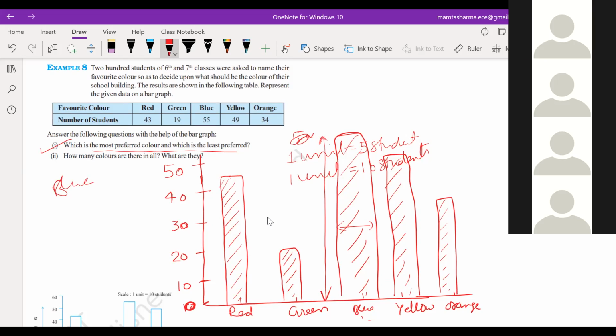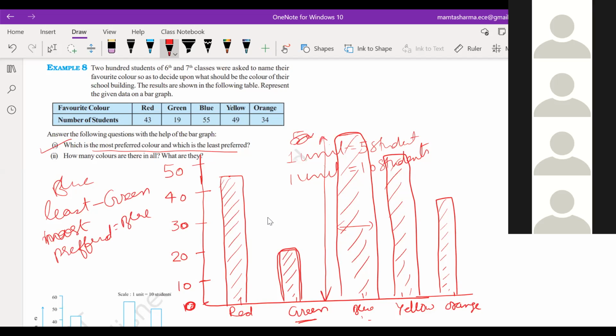And which is the least preferred? The shortest bar will show the least preferred color. So the shortest bar is for the green one. So green is the least preferred color. And the tallest is blue, so the most preferred is blue.